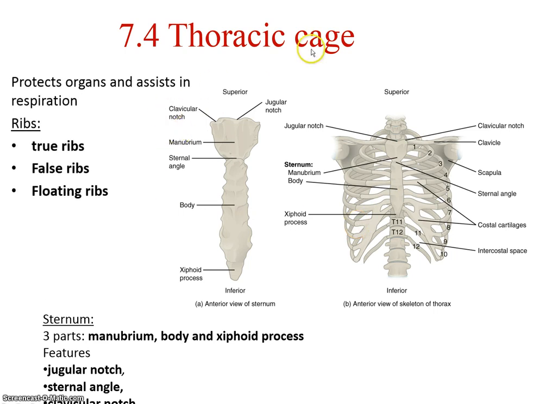So again, this whole rib cage, or thoracic cage, really protects organs, and it helps us with respiration. It consists of true ribs, and a true rib has its own unique band of cartilage attaching it to the sternum. So 1, 2, 3, 4, 5, 6, and 7 are considered true ribs. False ribs join through a common band of cartilage, so 8, 9, and 10 are considered false ribs. And then the floating ribs, 11 and 12, make no contact with the sternum.